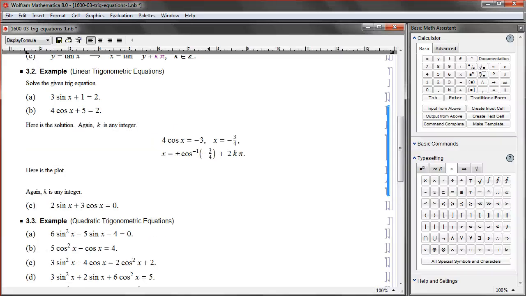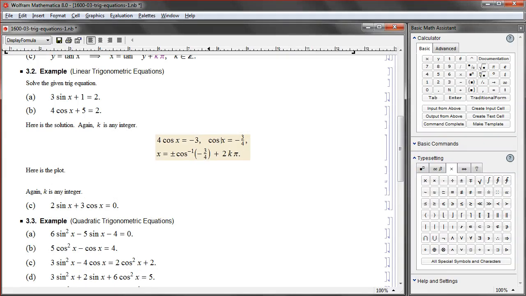Here it is. For cosine of x is -3, so cosine of x is -3/4. So x is arc cosine of -3/4, and also negative of that is also a solution. So a good way to capture both is to use plus and minus of those. And of course we have 2k pi because cosine function is periodic with respect to the period 2 pi.